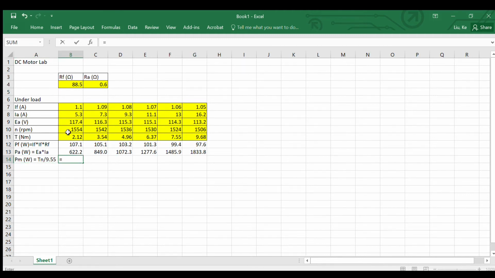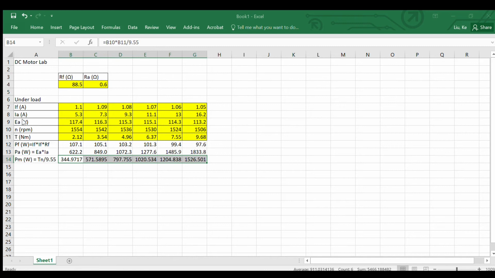We just type it starting with the equals symbol here, and the speed times torque divided by 9.55. That's the formula. Enter. So we finish the calculation already, and drag it. That done. Okay, all the calculations are done.